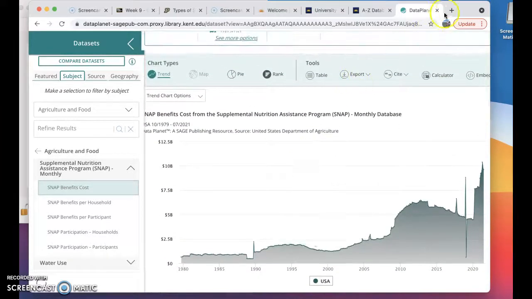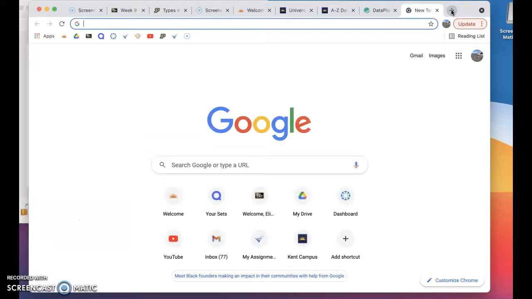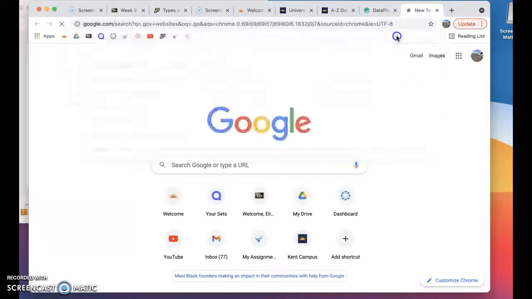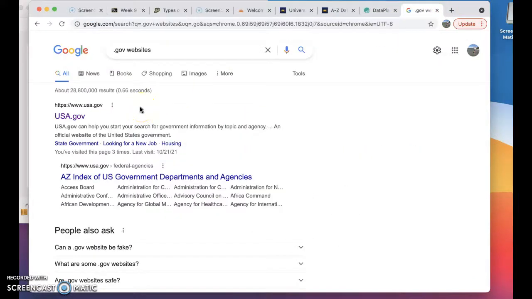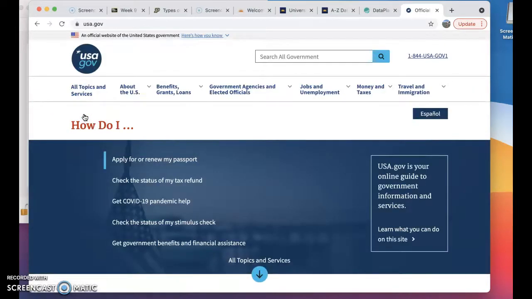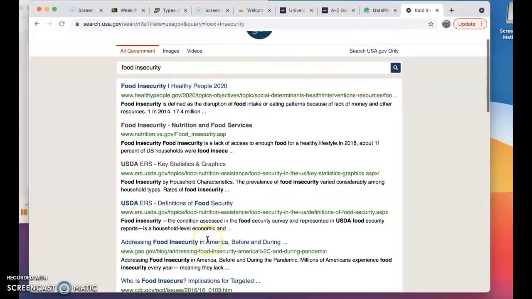Another thing that I found is if you just look up .gov websites, anything that ends in .gov is produced by the government and it'll have information on national and state and local government, all in America. So I will look up food insecurity. And when I look that up, all of this pops up.